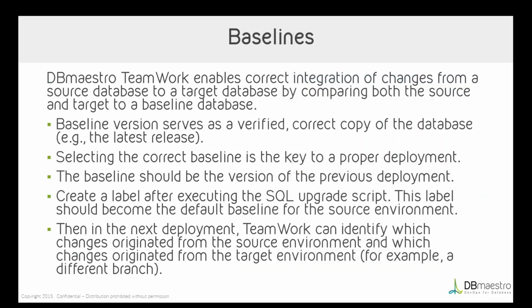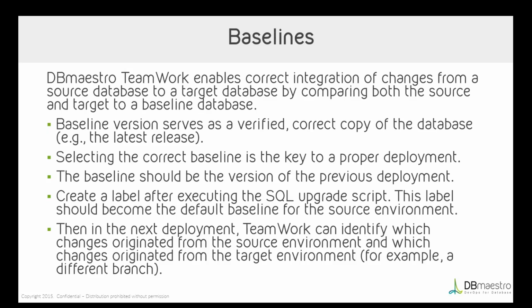And then baselines, we use those so that when we're doing the comparison, we have something to take the source and target objects and compare them to, and that's the baseline. And the baseline is just a label. So if you label by your releases or by your sprints, and then you use those labels when you deploy, you'll know exactly what revision the objects are in your different databases.